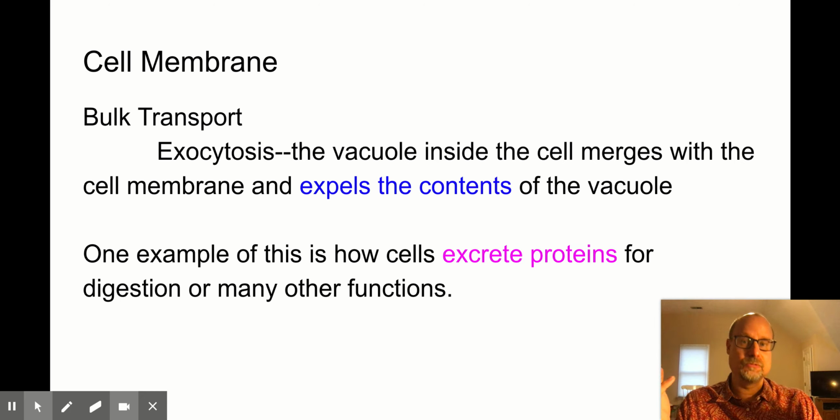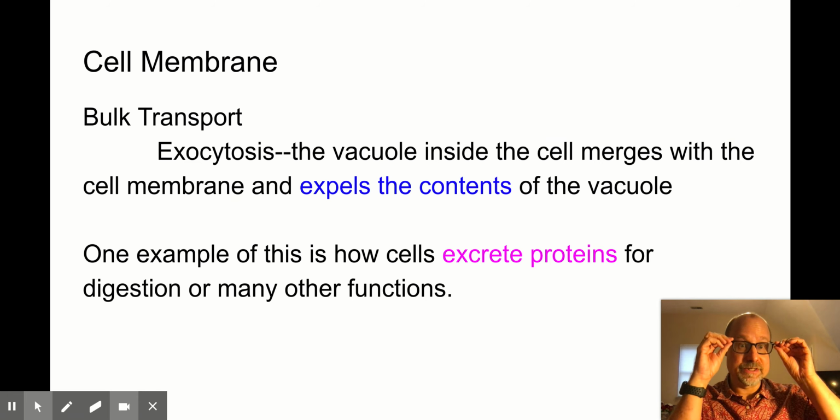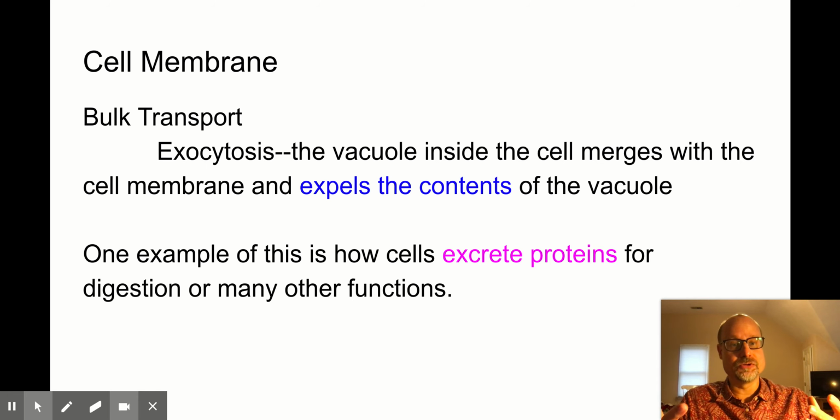Exocytosis is when a vacuole or a vesicle is made inside the cell, merges with the cell membrane, and expels its contents. A great example of this is the way that cells that line the digestive tract send out enzymes. Remember, enzymes are a type of protein. It sends out enzymes that digest our food so that we'll then be able to absorb it through the wall of the intestine and utilize the nutrients and the energy in the food.